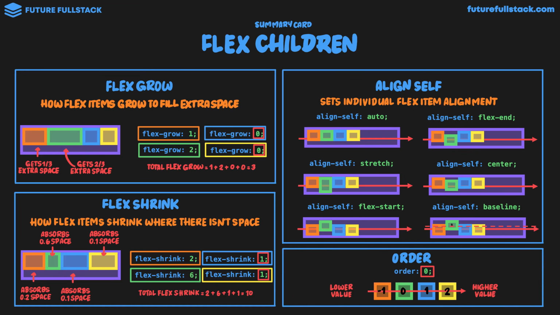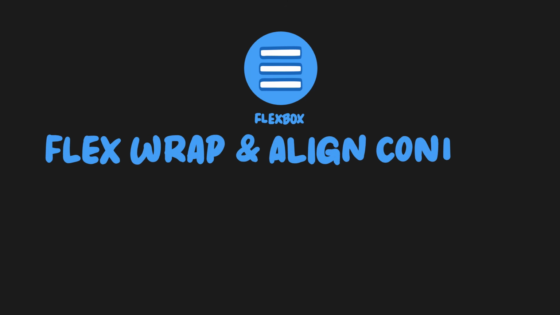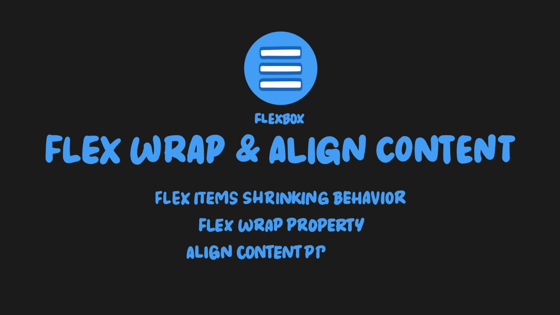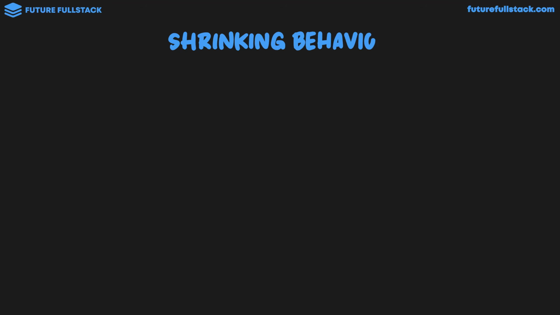In the final chapter, we'll explore how to handle items that don't fit in a row and control their alignment using flex-wrap and align-content. We'll be discussing flex items' shrinking behavior, the flex-wrap property, the align-content property, and align-content values. So let's first quickly recap the shrinking behavior of flex items.